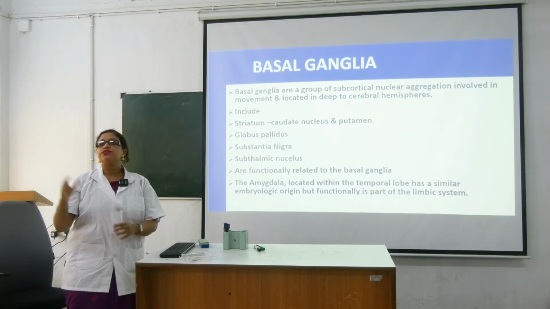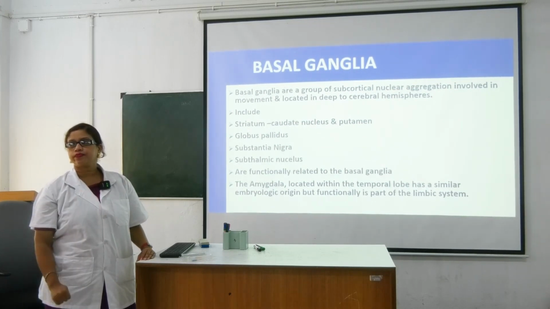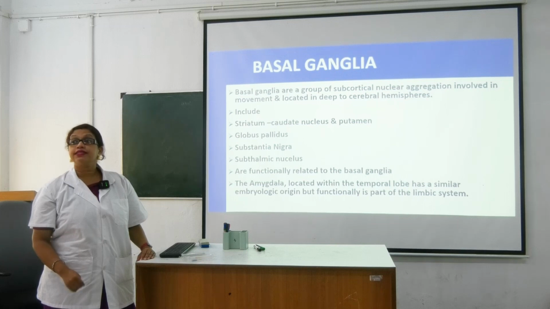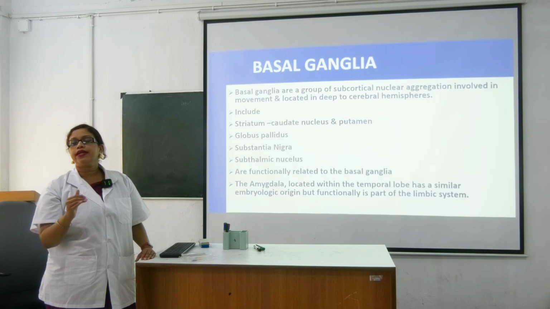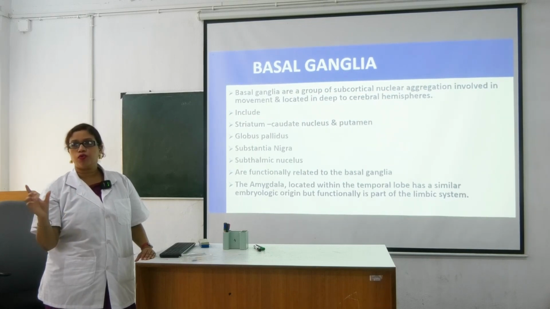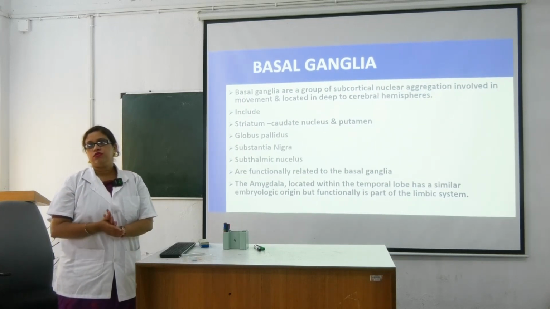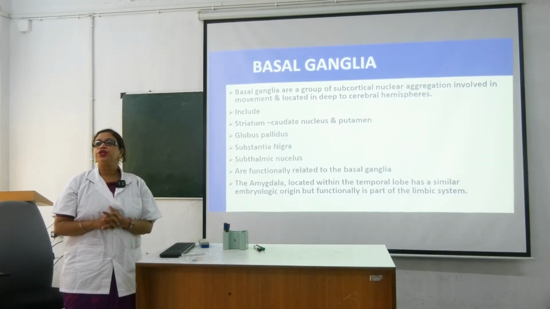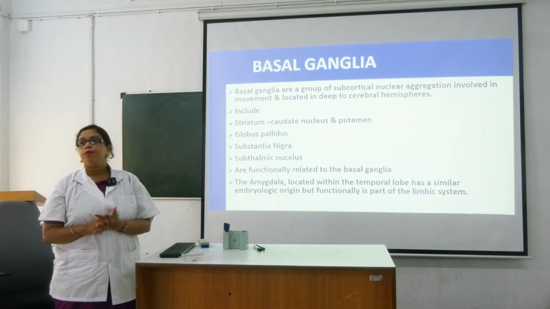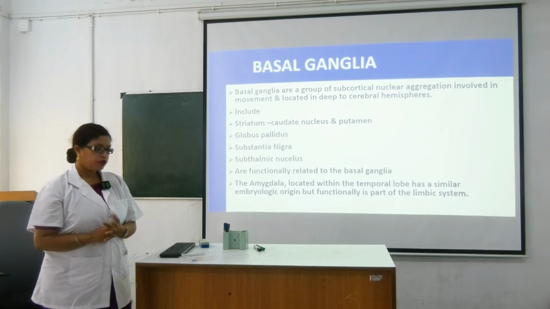So now tell me, which structure is separating the lentiform nucleus from the caudate nucleus? That is the internal capsule, white matter, right? In the internal capsule, the globus pallidus has got two parts. One is the medial side, the other is the lateral side. How does it produce? There is a formation of lateral and medial medullary lamina.